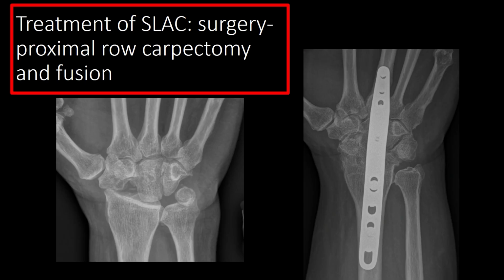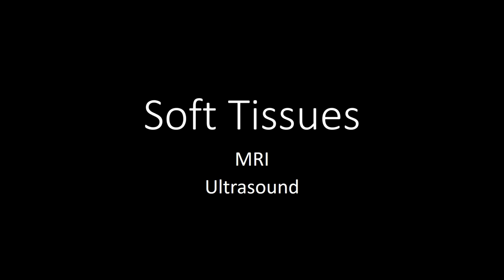The treatment for SLAC wrist is, again, surgical. So knowing those stages is important, from conservative to surgical. And this is sort of the end stage here. And they'll do a proximal row carpectomy and/or fusion of the wrist with dorsal plates.